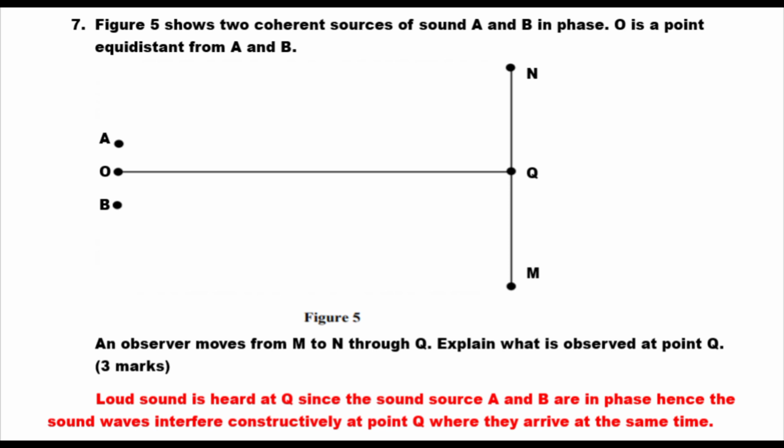So Q is a point of constructive interference, so loud sound is heard, and the reason for that is that the two speakers A and B are in phase. So at Q, sound arrives at the same time, and they interfere constructively, meaning there will be loud sound that is heard.